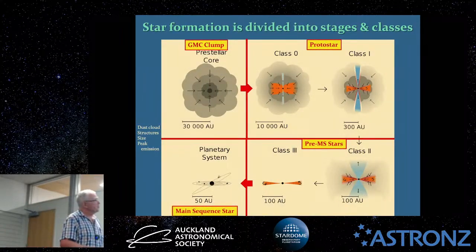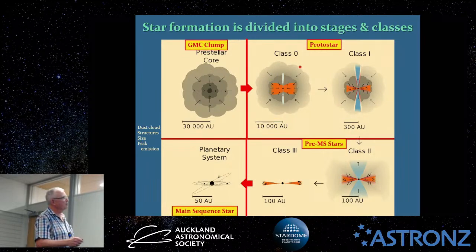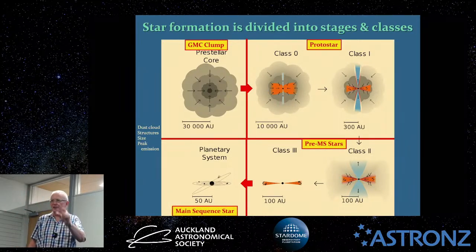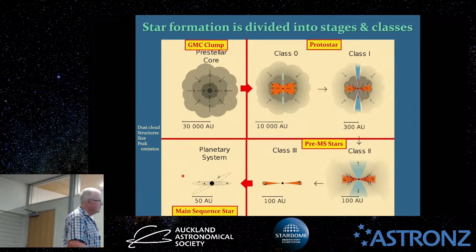Now this shows you that star formation is divided into various stages and classes to make things easy. And you can see here starting off with your clump, moving on to protostars and your pre-main sequence stars, and then eventually ending up here with your main sequence star, which is our sun, which is burning hydrogen to helium at its core. And that is the key thing that defines a main sequence star. You know you've got a fully fledged star on your hands when you're burning hydrogen into helium. And that's what it's all about, getting a star hot enough to burn hydrogen to helium in its core.